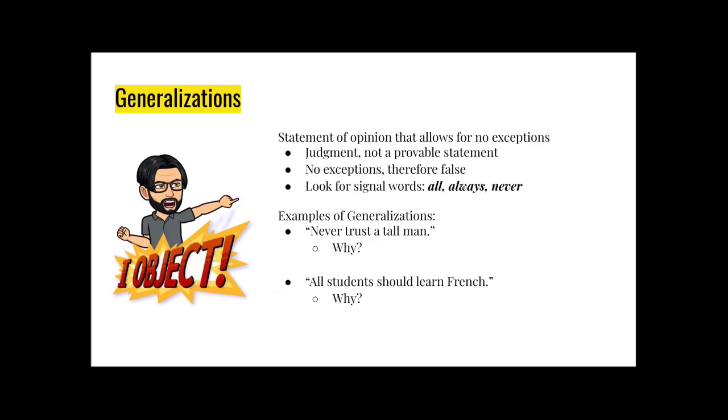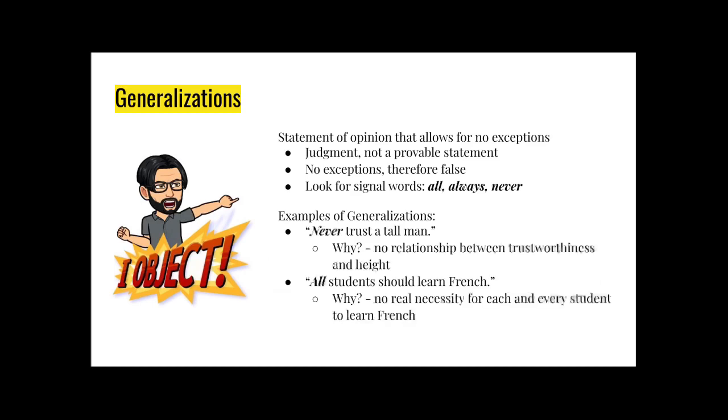Why are these generalizations? Well, let's think about it. Never is our signal word in the first sentence. Why is this a generalization? Because there's no relationship between trustworthiness and height. Just because someone is tall does not mean that they are not trustworthy.